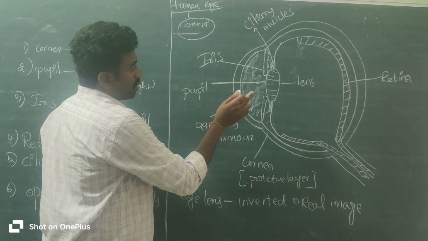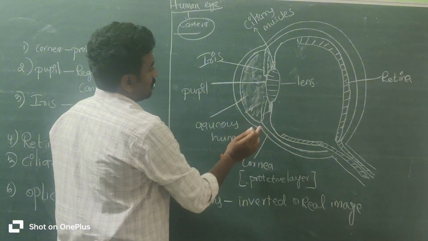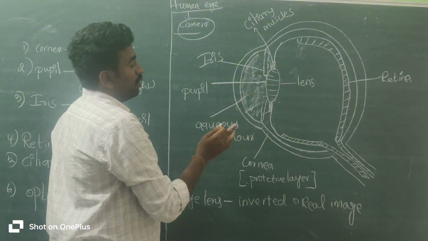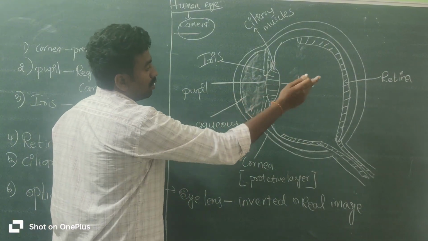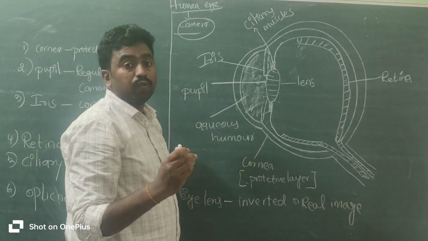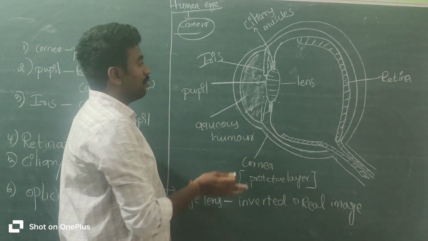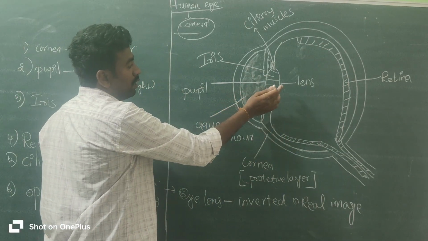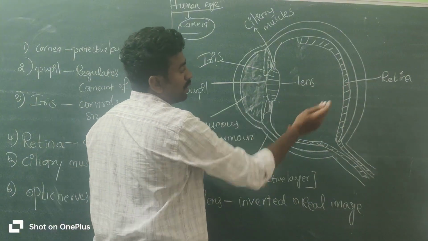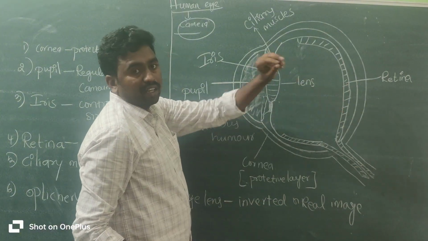Next part is the eye lens. The eye lens acts as a main part. Next part is the retina. The retina has a lot of light sensitive cells. When light falls on the lens, it forms an image on the retina. The retina acts as a screen.